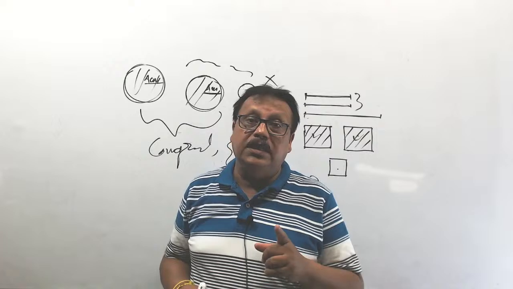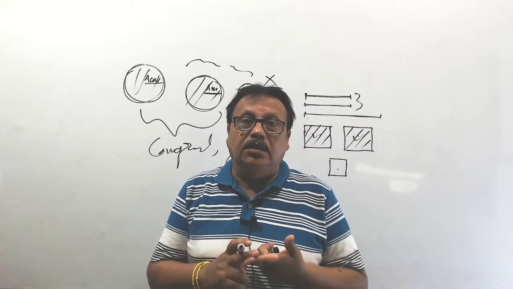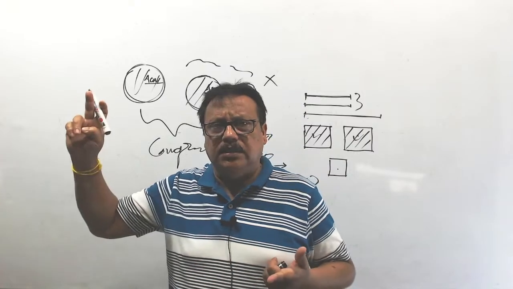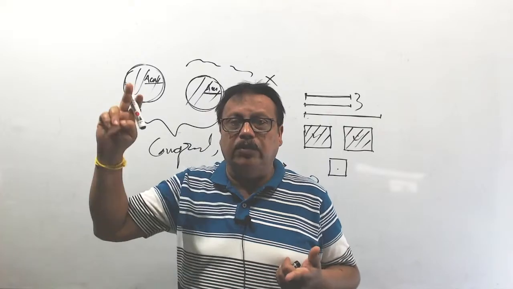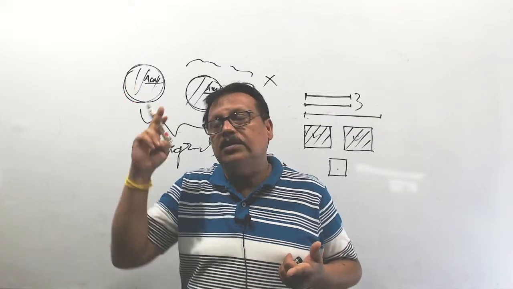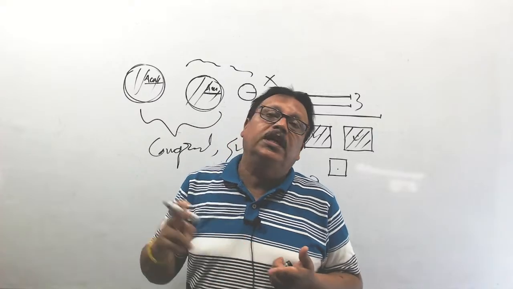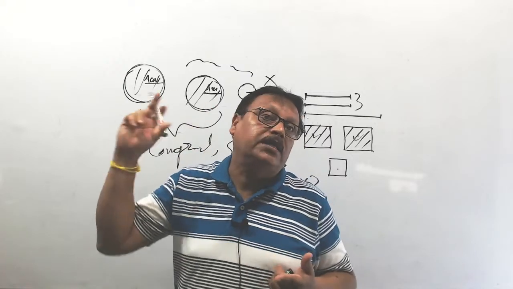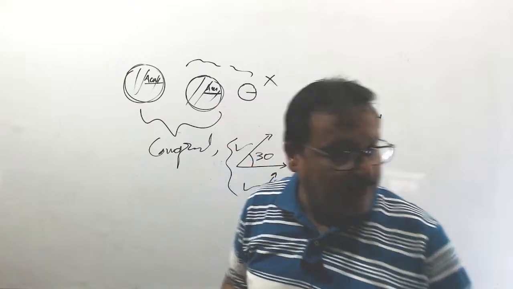Now you can say that all circles whose radii are equal will be congruent. Understood? Say you have considered 100 circles whose radius is 5 centimeters, then those 100 circles will be congruent circles. Understood? Okay.